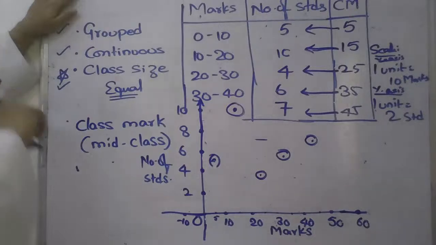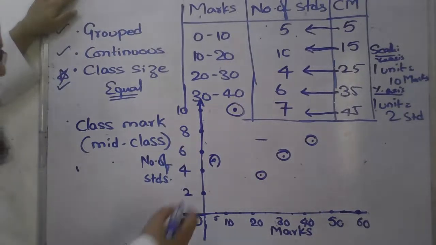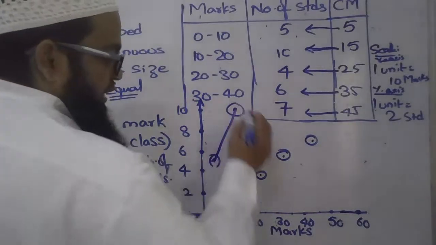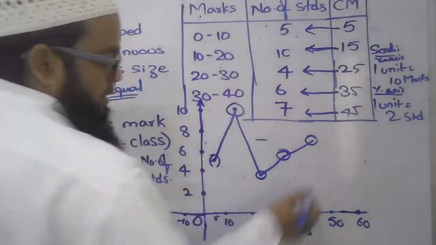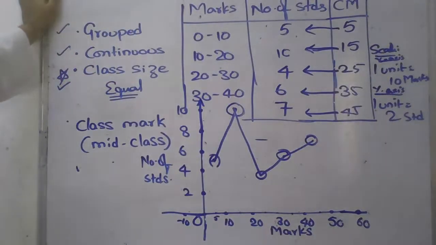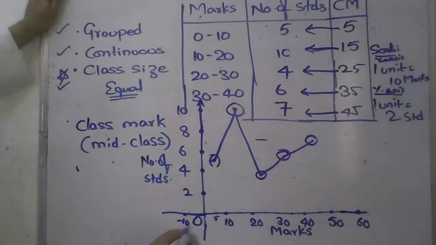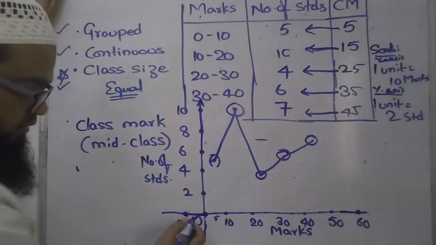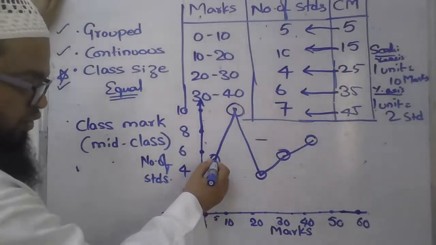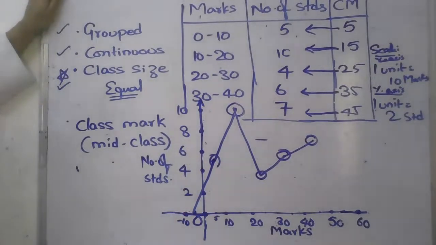Now, what are you supposed to do? You have to join these points with a scale, not freehand. So join with a scale. Now you have drawn a line graph. Okay. Now what are you supposed to do? We have taken 0 to minus 10, right? What is the class mark of it? Minus 5. So now drop it directly to minus 5.